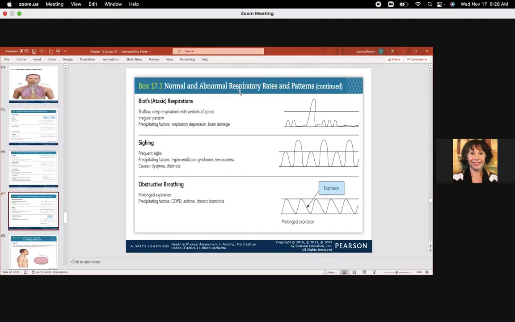We are still with the normal and abnormal respiratory rates and patterns. Biot's is considered ataxic respirations, and you can see the pattern there. Precipitating factors are hyperventilation syndrome. The person is nervous, and if the person sighs frequently, it will cause dyspnea or dizziness. Obstructive breathing usually is due to COPD, asthma, or chronic bronchitis.